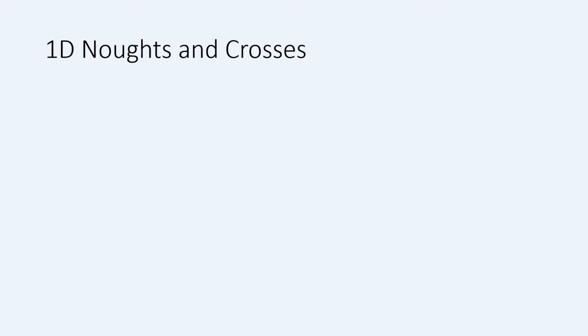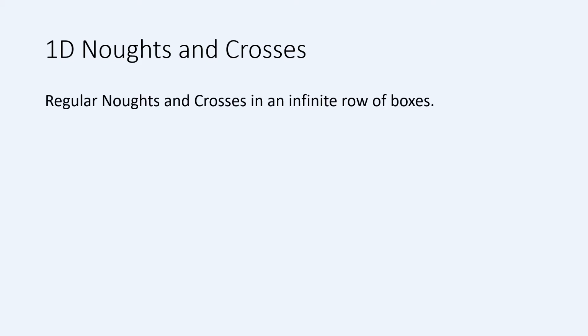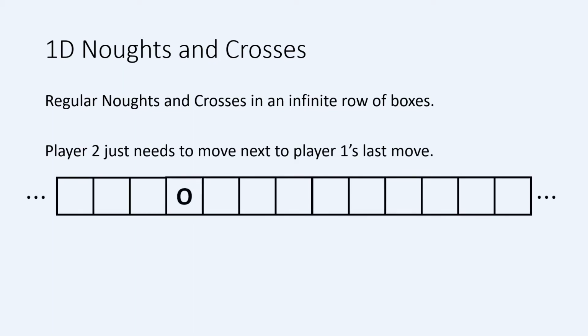Last video, I gave you 3 games to think about. One-dimensional noughts and crosses. The first game is normal noughts and crosses, but played in an infinite row of squares. This version of noughts and crosses is so simple that finding a strategy to guarantee a draw intuitively is easy. Player 2 should always just play in a square adjacent to the square in which player 1 has just played. Checking a couple of cases, you can see that the best player 1 can do is 2 in a row.